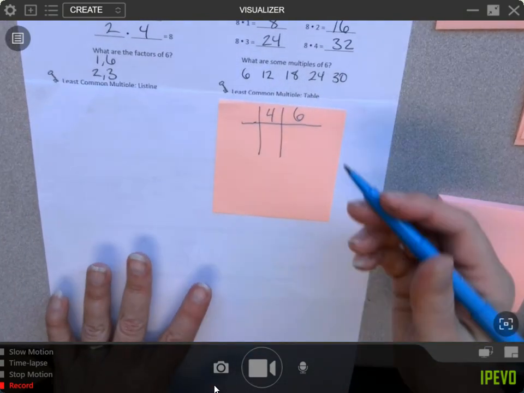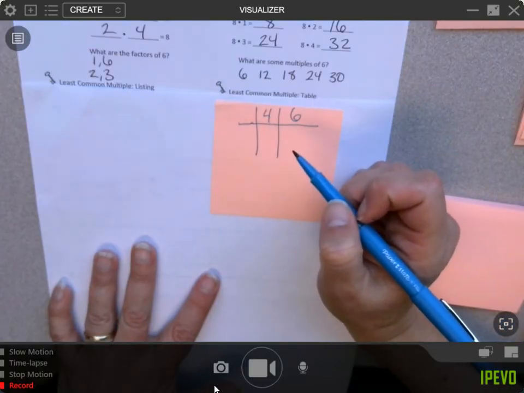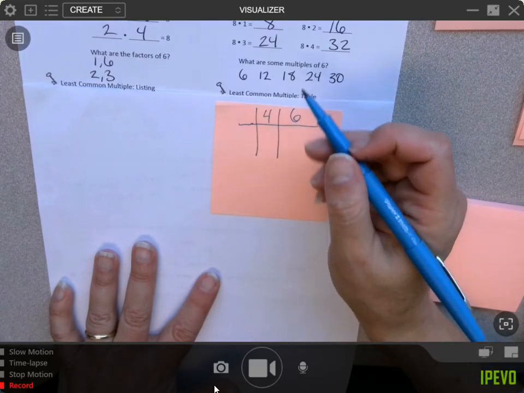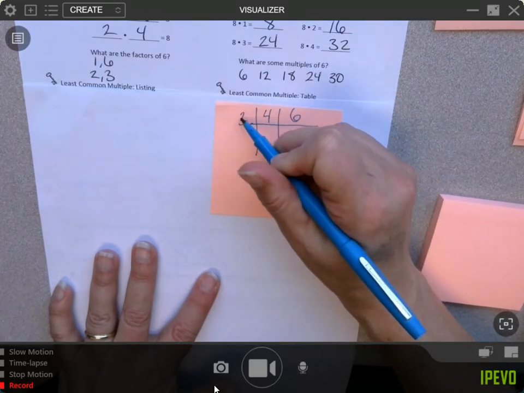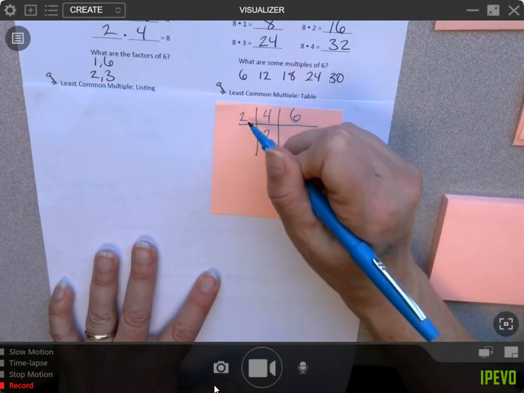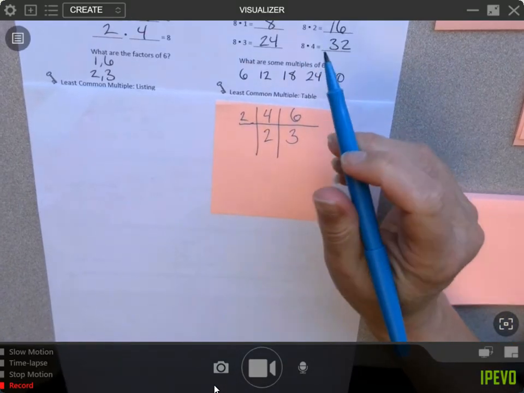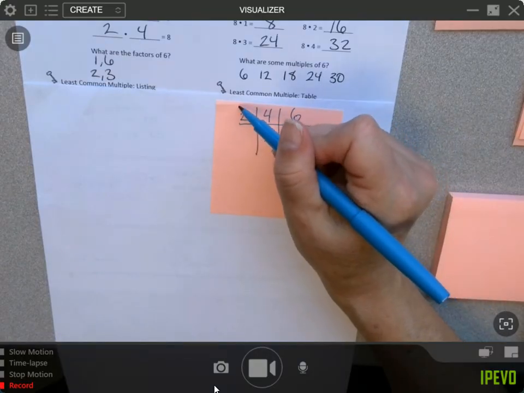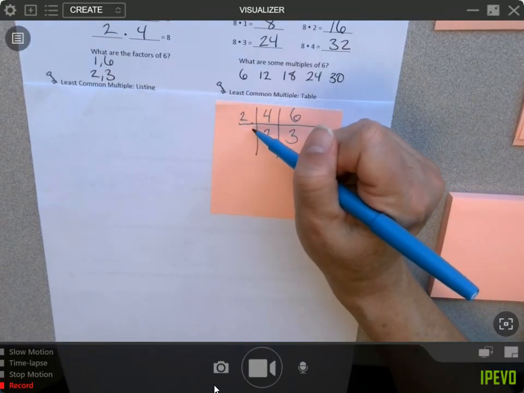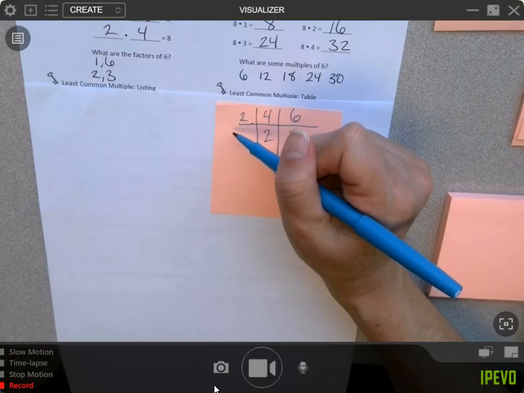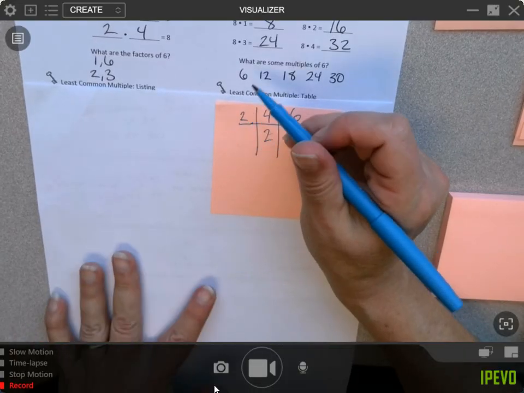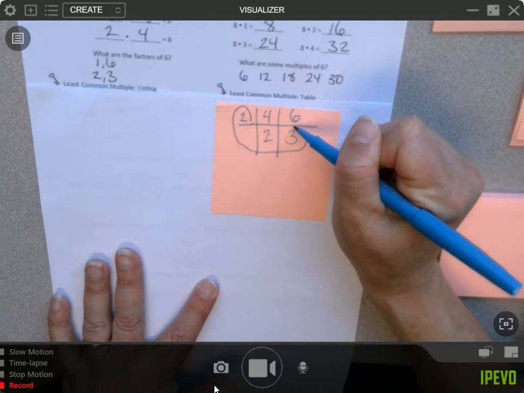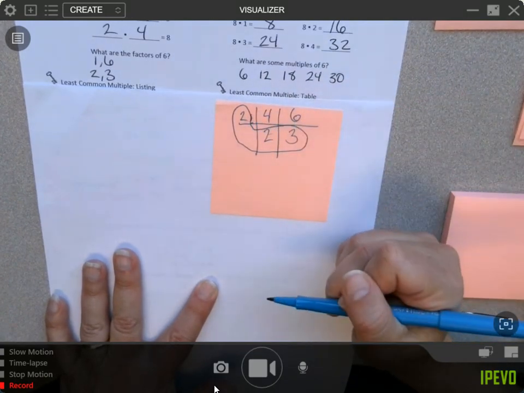What number can I pull out of 4 and 6? Adeline? A 2. 4 divided by 2 is 2. 6 divided by 2 is 3. Well, now I can't divide anything out of the 2 and 3. When it was the greatest common factor, we just multiplied the numbers we pulled out. For the least common multiple, we're going to make an L. And we're going to also multiply the bottom row.